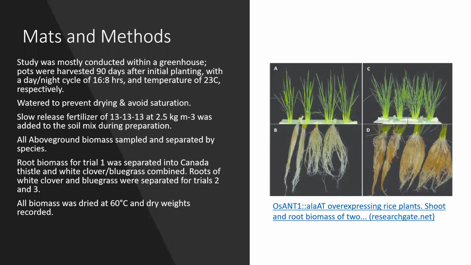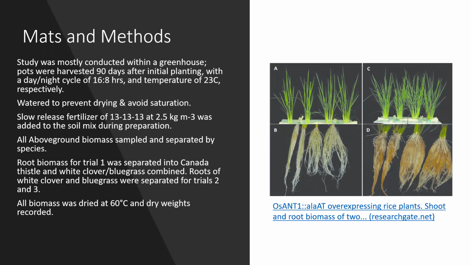So again, for the materials and methods, the study was conducted at a greenhouse, and the plants were harvested 90 days after planting with a day-night cycle of 16 to 8 and a temperature of 32 degrees Celsius. They were also given a slow-release fertilizer at the beginning of the study, 13-13-13 at 2.5 kilograms per cubic meter of potassium, phosphorus, and nitrogen.